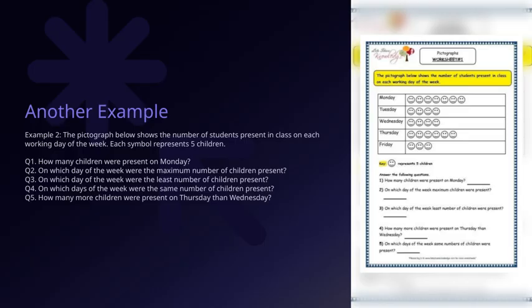Finally, the fifth question asks, how many more children were present on Thursday than Wednesday? For this, we count the symbols for both days, multiply each by 5, and then find the difference. These questions help us analyze the data visually and understand patterns in student attendance throughout the week. Remember, pictographs are a great way to make data intuitive and easy to interpret at a glance.